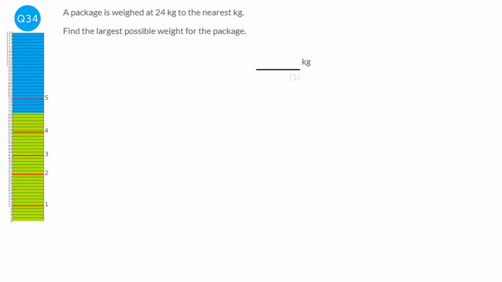To find the largest weight this package could have been before it was rounded, let's do a quick number line. We're going to just do it between the 24 and what it would round to next. Well, it's to the nearest kilogram, so the next thing it would round to is 25. The cutoff point for rounding is here, and that's going to be halfway between 24 and 25, which is 24.5. And that is actually going to be our answer.